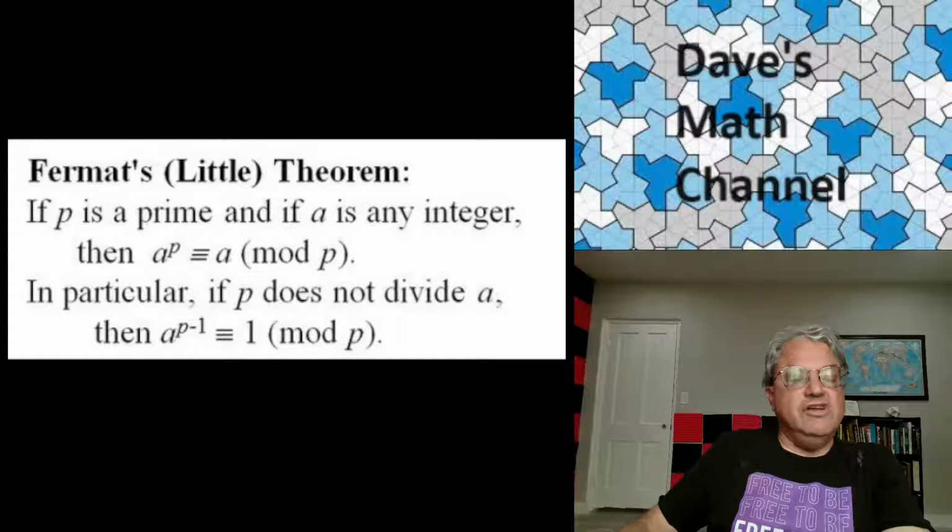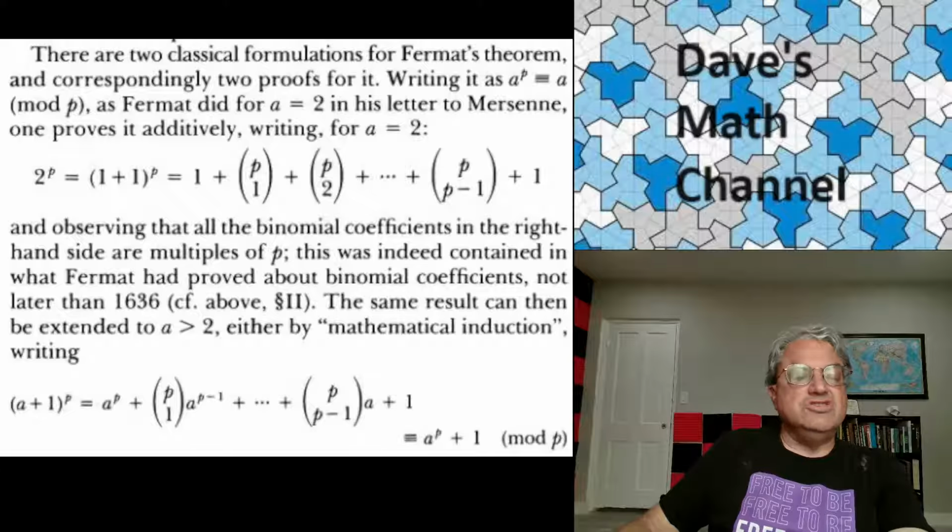But the more interesting case is when p does not divide a. In that case, we have a little bit stronger result. It says a to the p minus first power is congruent to 1 modulo p. And this is actually how we usually use this theorem. This result isn't so obvious, but it is true, and it's a very, very useful result, as I'll show you in a few minutes. And there are two classical proofs of this theorem.